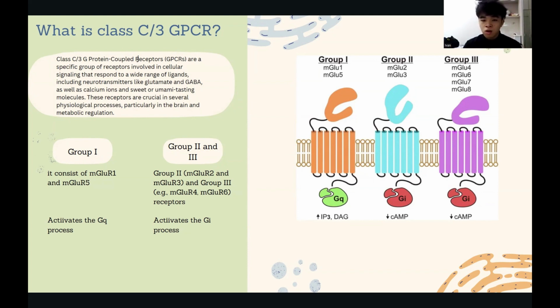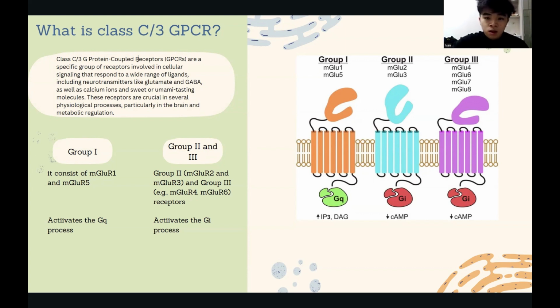Now, there are three types of GPCR, classified into group 1, group 2, and group 3. Group 1 consists of mGluR1 and mGluR5, group 2 consists of mGluR2 and mGluR3, and group 3 consists of mGluR4, mGluR6, mGluR7, and mGluR8. Group 1 activates the Gq process, which amplifies the signal by activating phospholipase C (PLC), leading to the production of second messengers like IP3 and DAG, which causes calcium release from the endoplasmic reticulum and activates protein kinase.